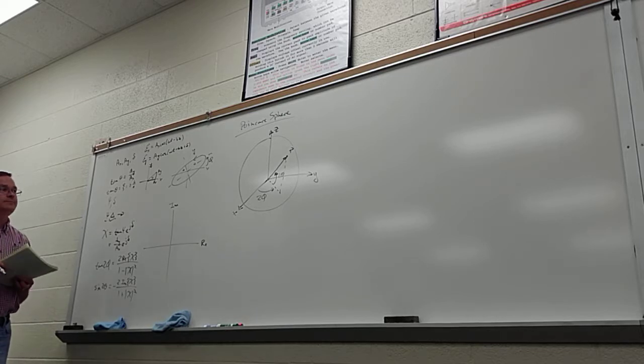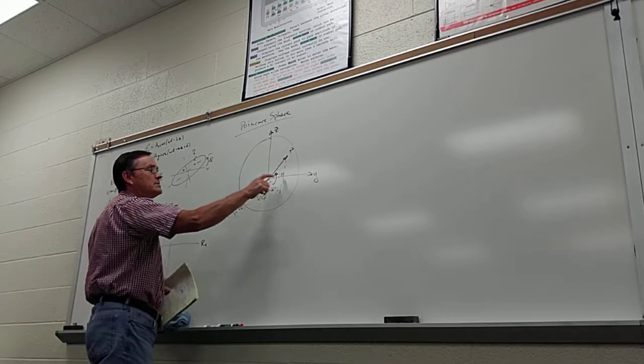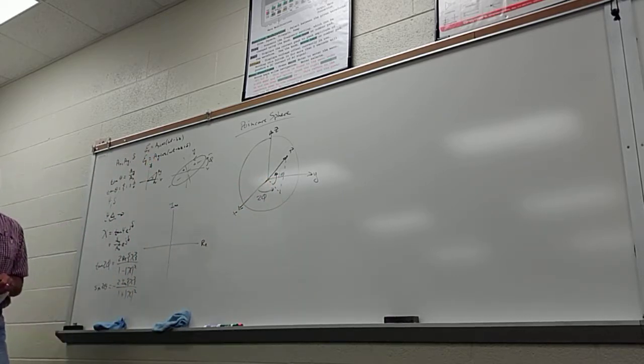So once we know the orientation angle and the ellipticity angle for a polarization state, we can map it to a point on the Poincare sphere.